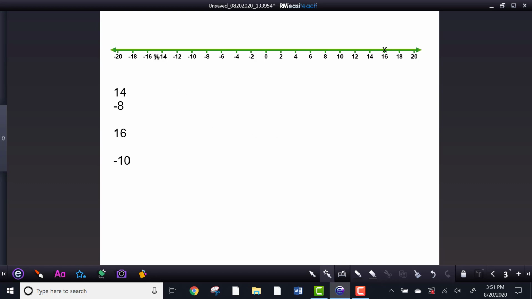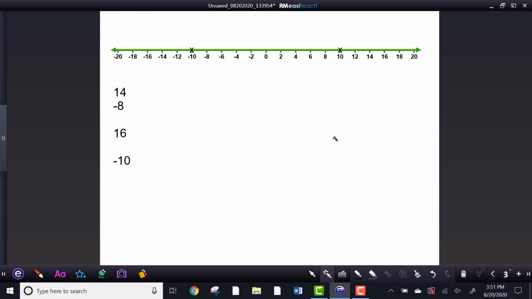So what I would like you to do now is pause the video, and I want you to answer the question of what is the opposite of -10 on the number line. So you can pause the video now. You can find -10 on a number line, first identify it, and then the opposite of -10 would be +10.